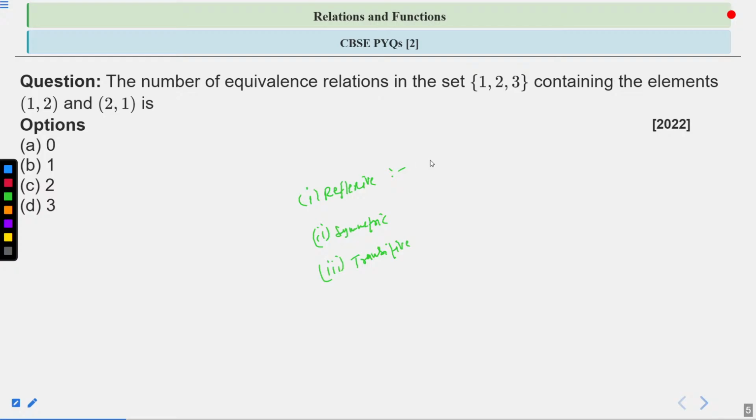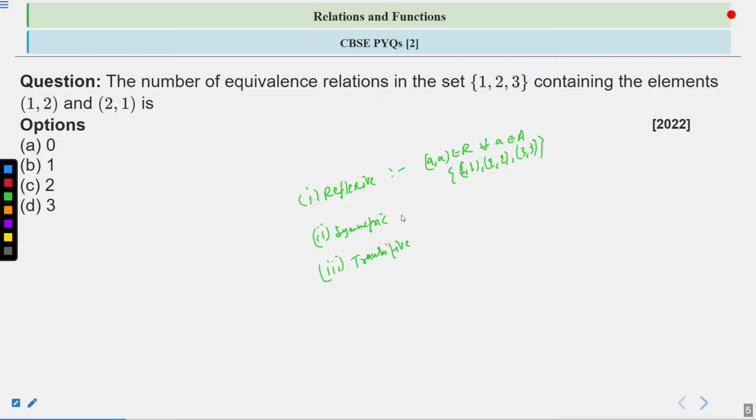So for reflexive, what is the condition? For reflexive, (a, a) should belong to relation R for all a belonging to A. Therefore, for reflexive, (1, 1), (2, 2) and (3, 3), all three ordered pairs must lie in the relation R. Any other ordered pair can lie, but (1, 1), (2, 2) and (3, 3) must lie for the relation to become reflexive.